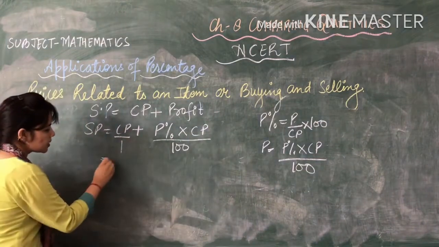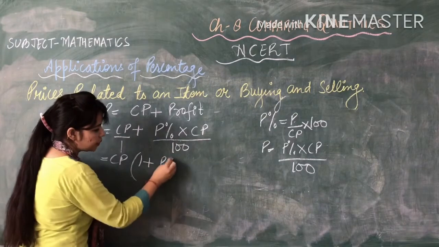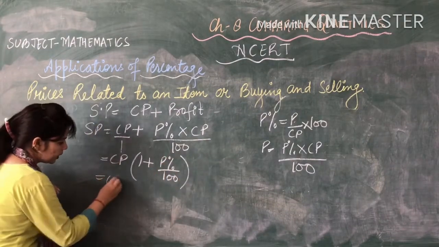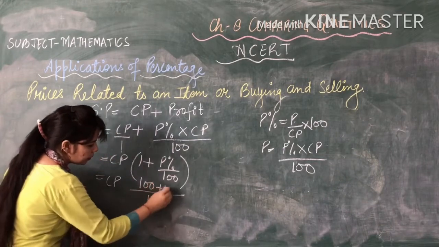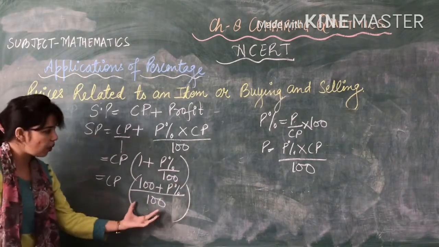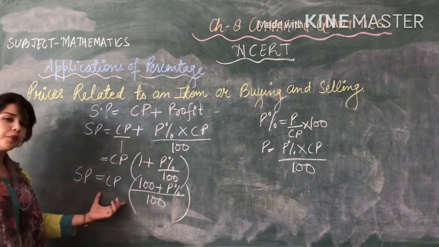Now cost price is common, CP is common. Here 1 plus profit percent upon 100. 100 can be taken as LCM and can be written here 100 plus profit percent. So you can apply this formula which has been derived now to calculate the selling price.